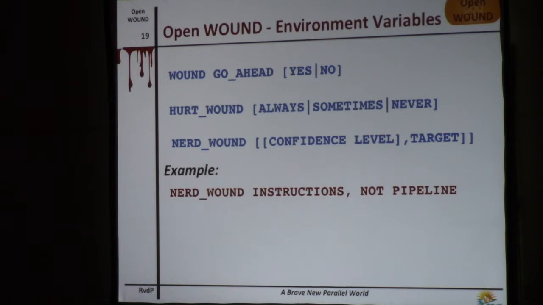All right. And obviously, we have environment variables. These are just some examples to say it's fine. You say, go ahead, yes or no. You can have the HURT wound. That's an indication to the runtime system that you want to run it always, sometimes, or never. The same is true for NERD, where you give a confidence level and a target. So in this example, I want to activate the instruction, but not the pipeline part of the optimization.